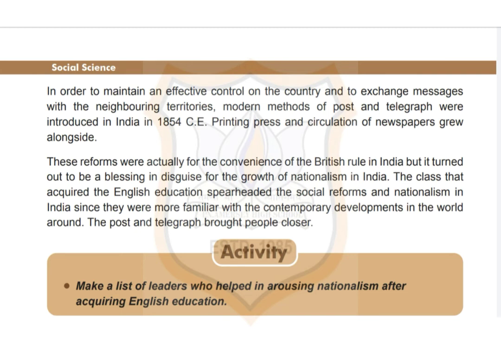These reforms were actually for the convenience of the British rule in India, but it turned out to be a blessing in disguise for the growth of nationalism in India. The class that acquired the English education spearheaded the social reforms and nationalism in India since they were more familiar with the contemporary developments in the world around. The post and telegraph brought people closer.